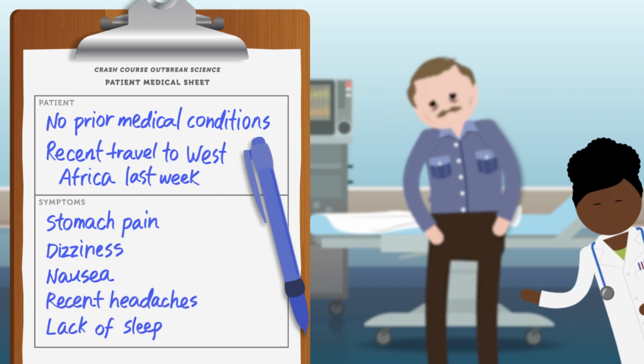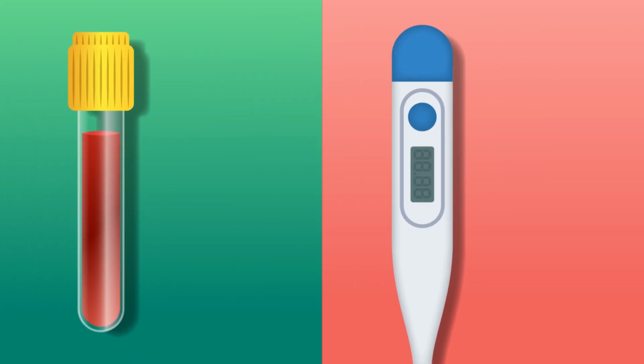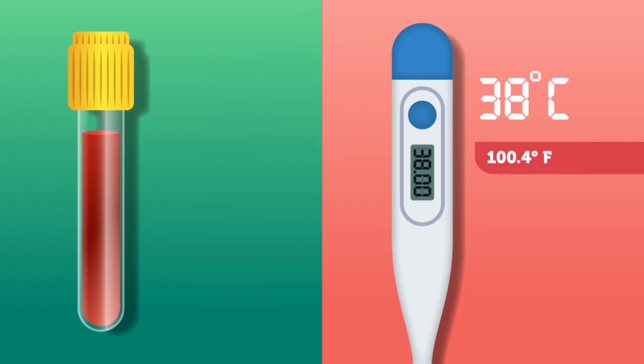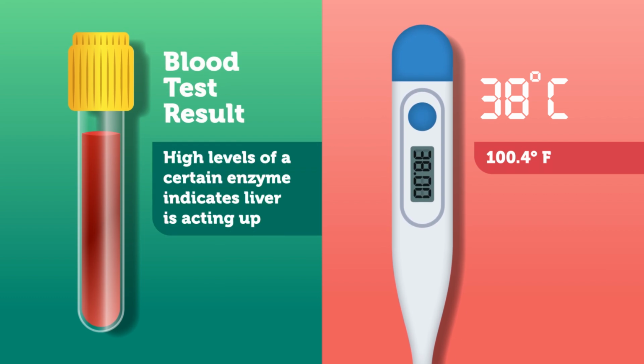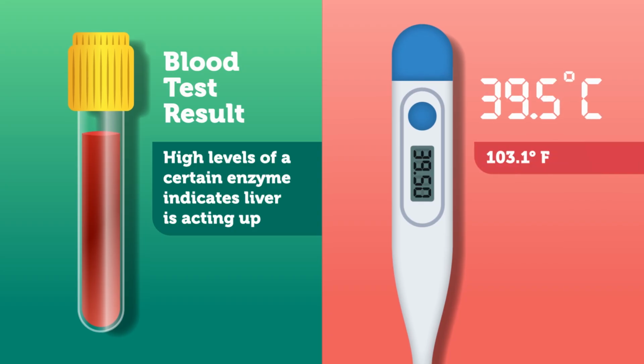Our differential is still quite large, so we conduct some tests to record the patient's signs. We take some blood samples and record their temperature, finding they're just under 38 degrees Celsius, on the boundary of a fever. And after an hour or two, one test reports high levels of a certain enzyme which indicates that their liver is acting up. While their blood work was being done, we also recorded a second measurement of their temperature, which reached 39.5 degrees Celsius, well into fever territory.